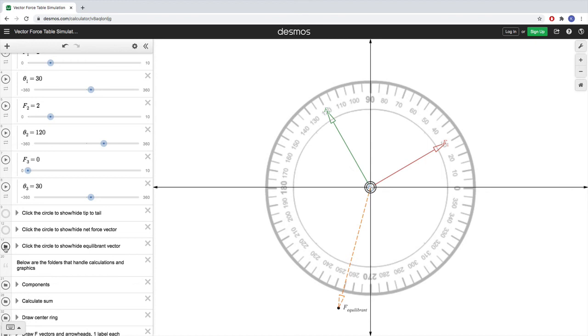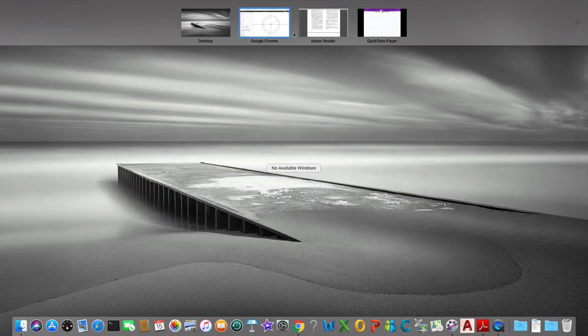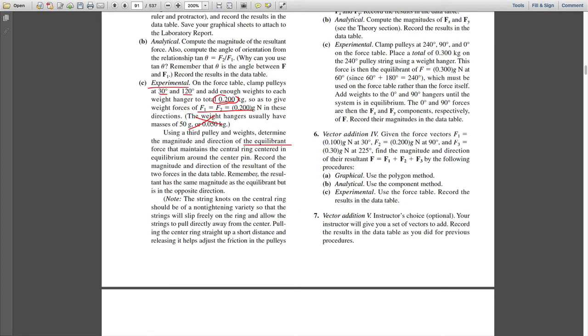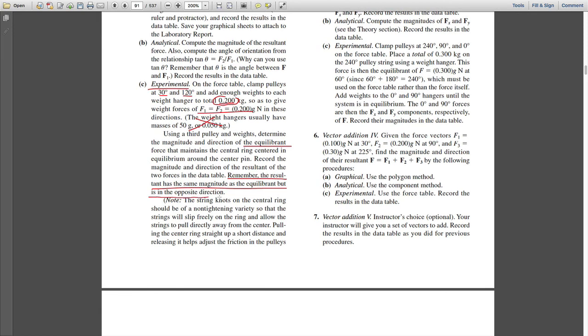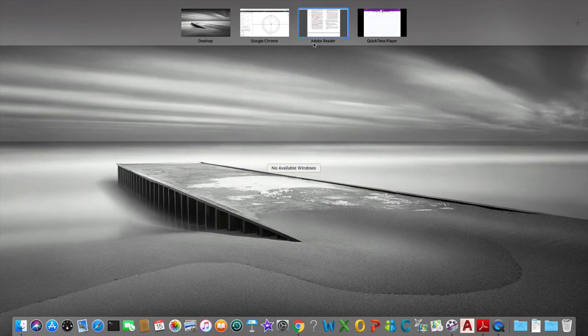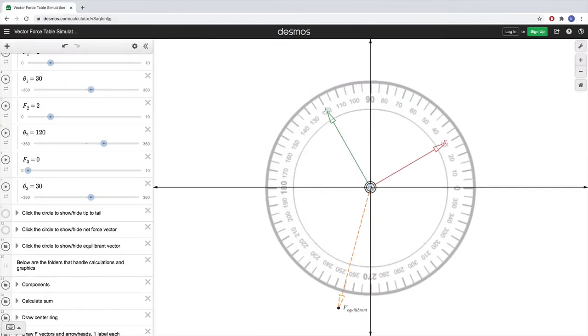Voila. But if you see here on the manual, it says, remember, the resultant has the same magnitude as the equilibrant, but opposite in direction. That means the resultant is going to be something that is going along in this direction. That means whatever angle that you have here minus 180 degrees, that's what the resultant is.